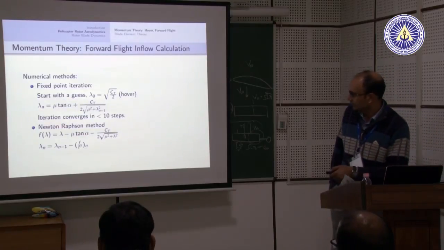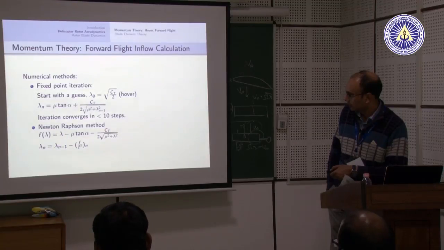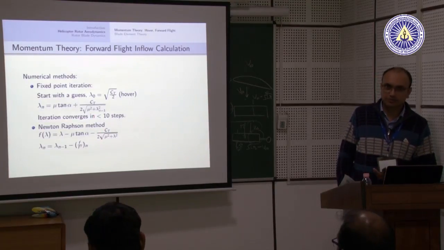But if I do the same thing with Newton-Raphson, define my function f of lambda as lambda minus mu tan alpha minus this, and do the iterations in the same manner, this will actually give me the answer in a much faster way, in 2 to 3 steps.